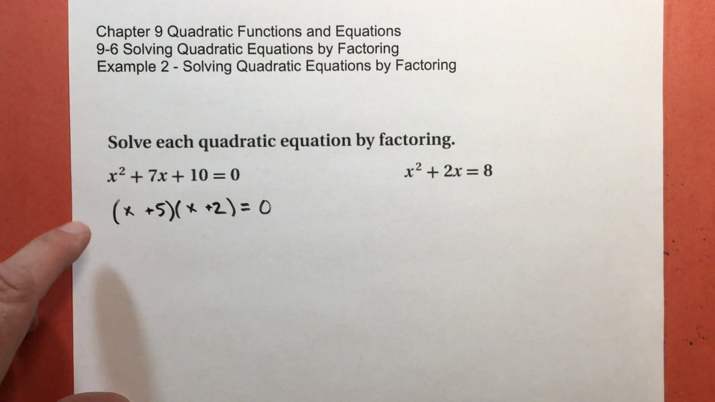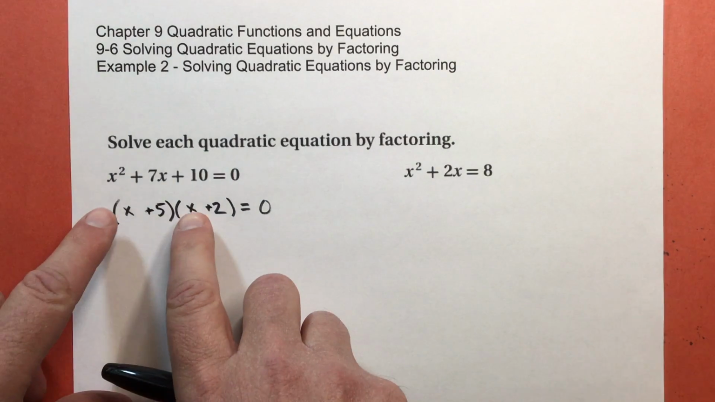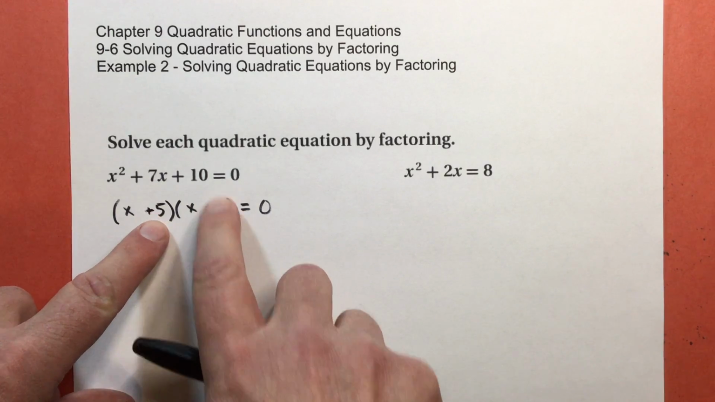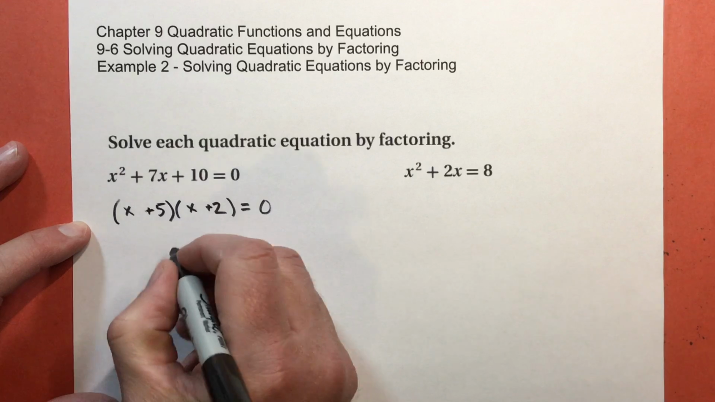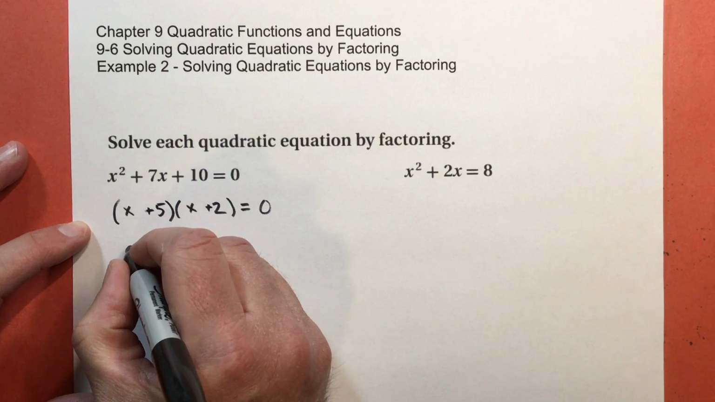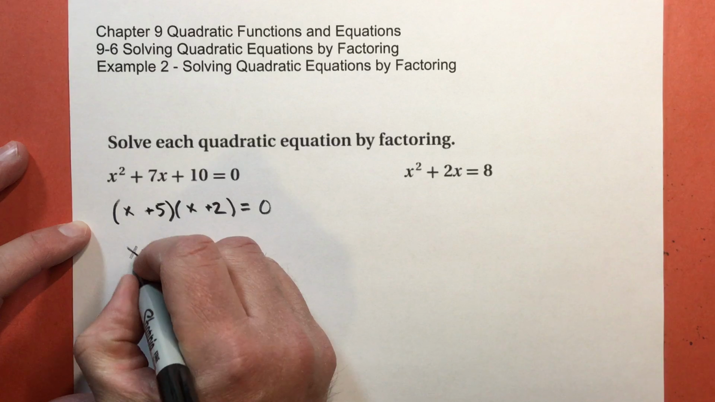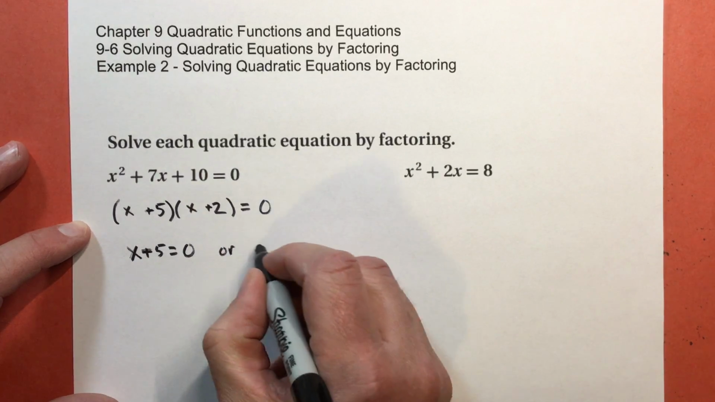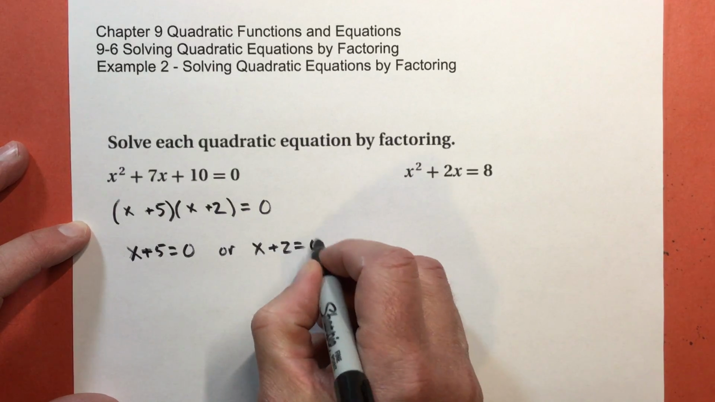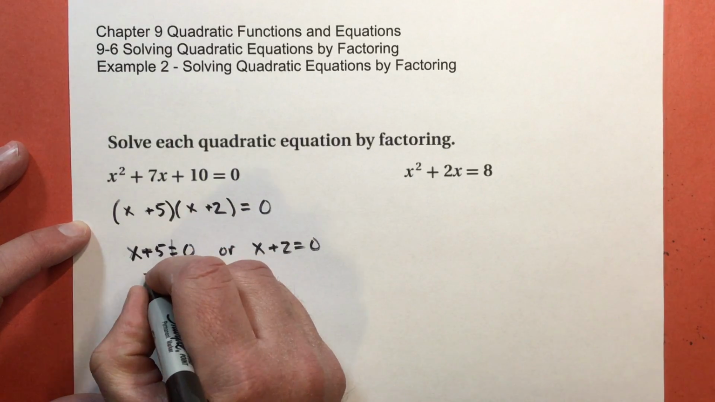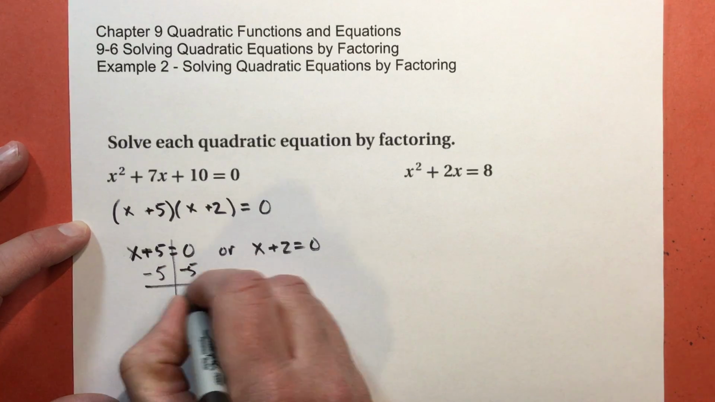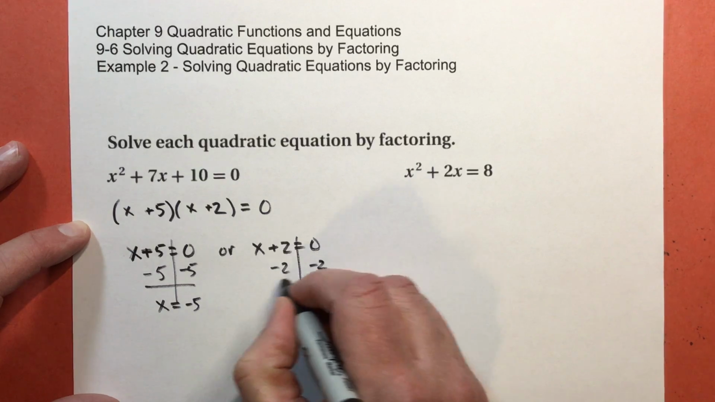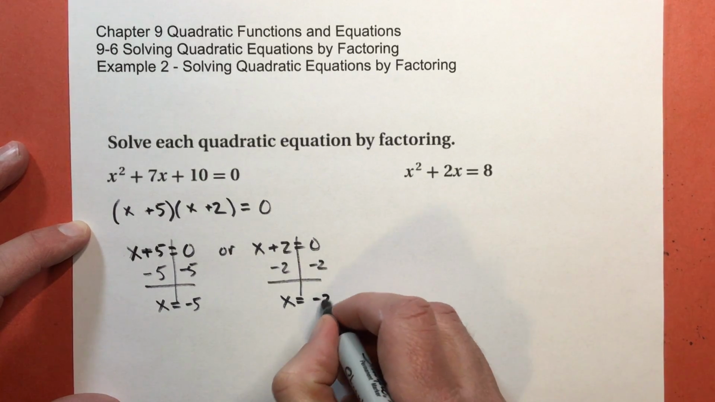And if you want to double check, you can, like I said, make your multiplication chart. But I get x squared, 2x plus 5x is 7x, and 5 times 2 equals 10. So now, that looks like what I did a moment ago in the previous video. This is now x plus 5 equals 0, or x plus 2 equals 0. Subtract 5 from both sides, and I get x equals negative 5. Subtract 2 from both sides, and I get x equals negative 2.